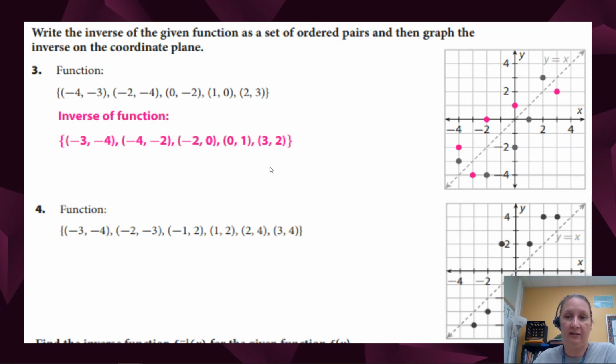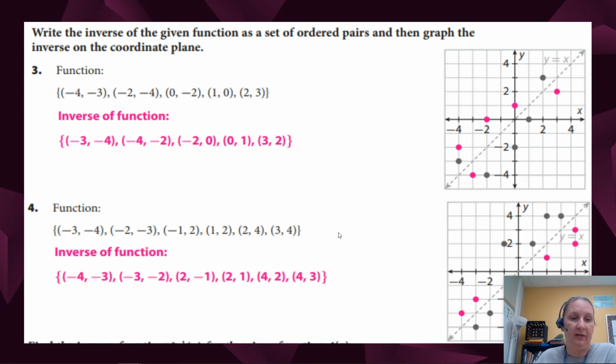So now that I've shown you an example, I want you to do it for number 4. Okay, so you should have picked that -4, 3, -3, -3, -2, 2, -1, 2, 1, 4, 2, 4, 3. I want you to notice something. None of the signs change. The numbers kept the same sign they had. So -4 is kept -4, -3 kept -3, -4, -2. No signs changed, just their positions changed, just whether they were X or Y.